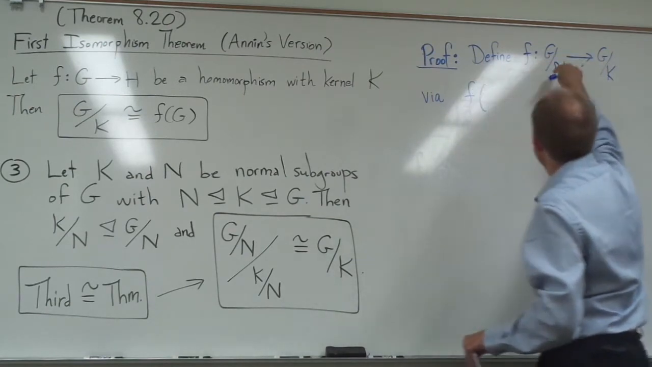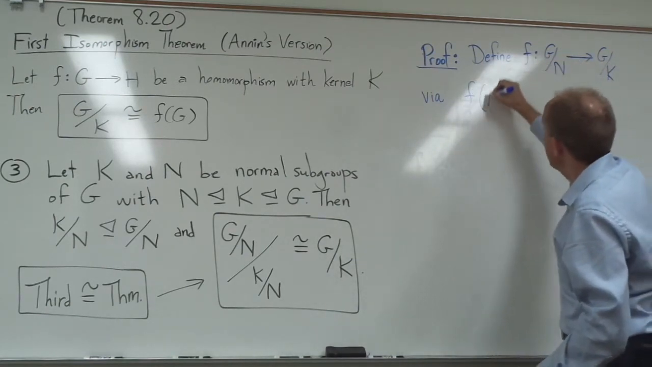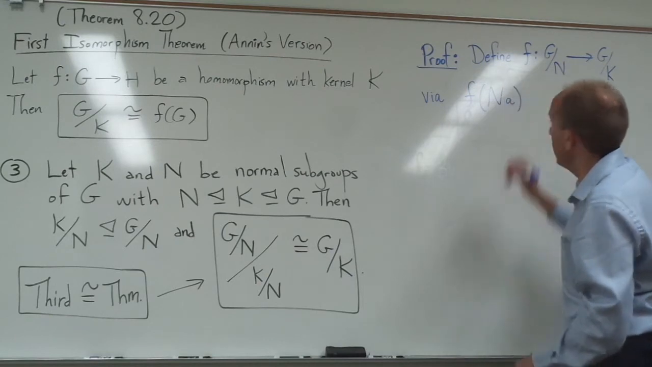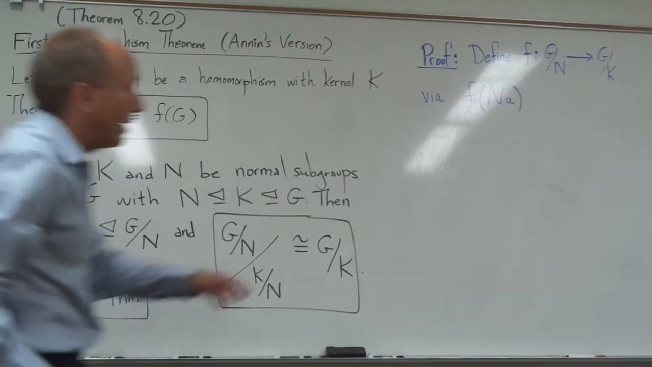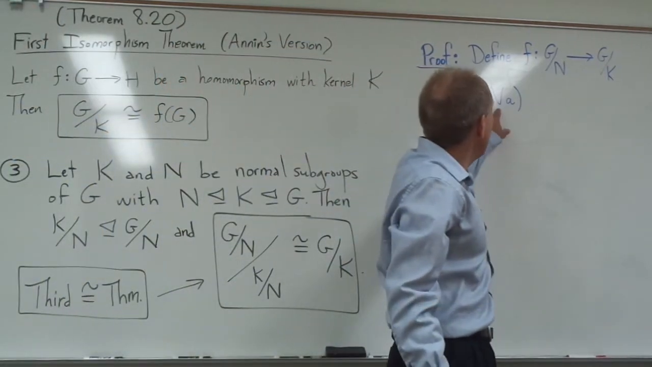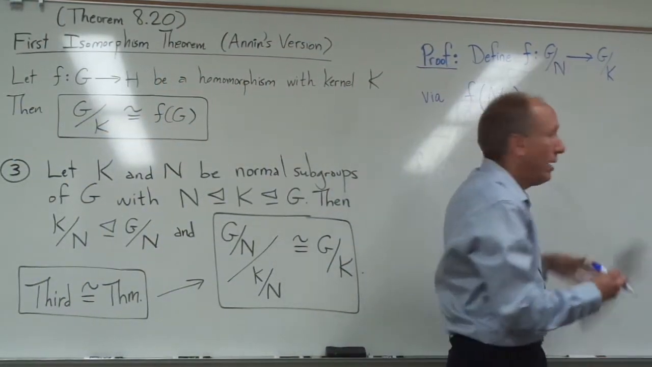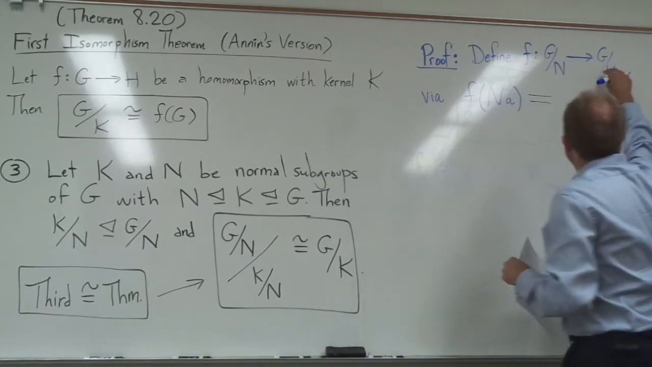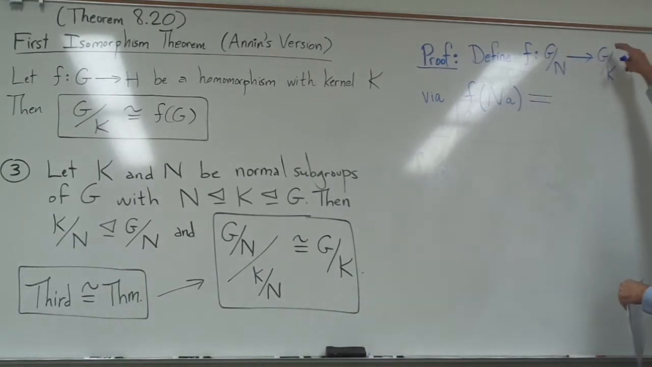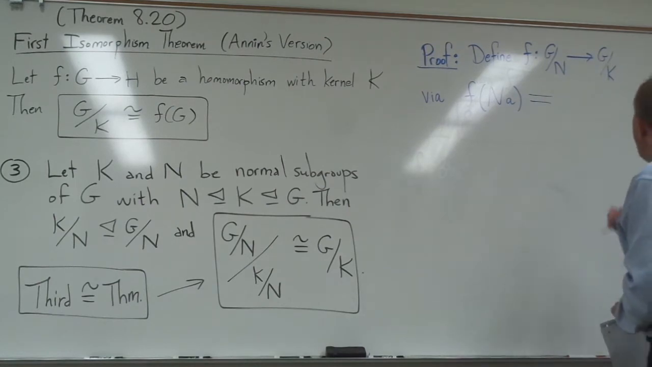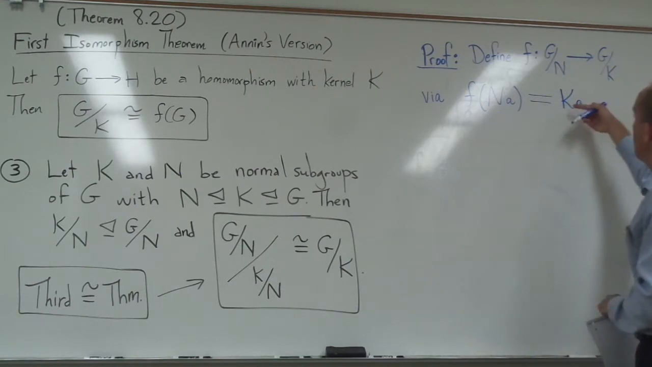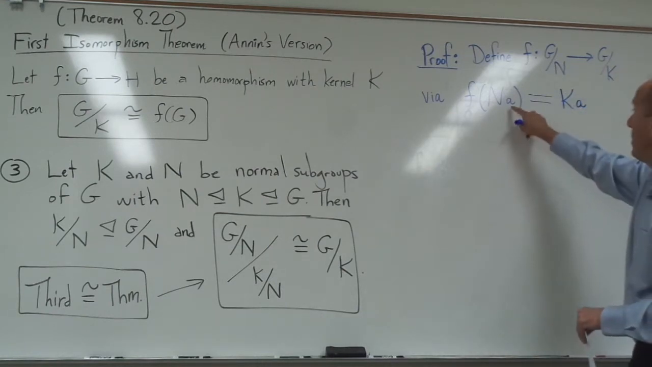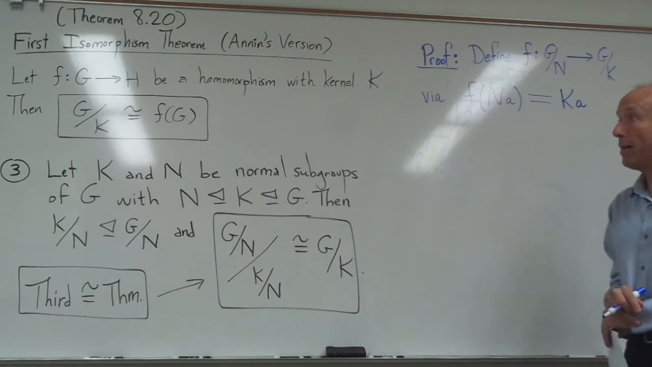I have to input a coset here, and a coset here is going to look like something like Na, right? I'm going to write it as a multiplicative right coset, okay? So I'm plugging in a coset from G mod N, and I'm required to spit out a coset from G mod K, right? And what I'm going to use for that, the natural thing to use, is going to be some coset of the form K something. I may as well just use the same a right here.